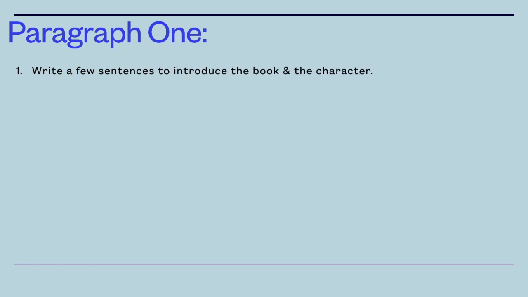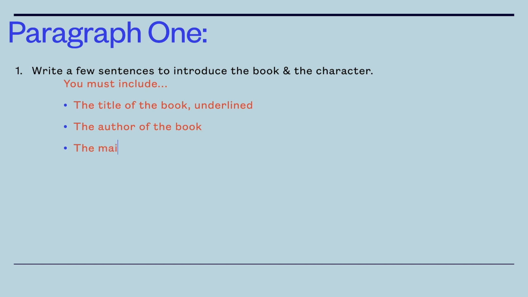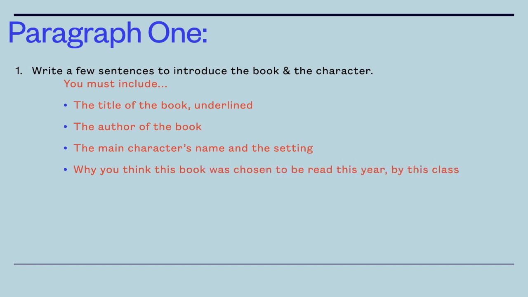At the beginning of paragraph 1, start on a new line and indent. You're going to write a few sentences to introduce the book and the character. In these first few sentences, you must include the following. The title of the book, and underline it. The author of the book, and at the very least, you just need his last name. You need to tell me the main character's name and the setting of where this happens. And finally, you need to tell me why you think this book was chosen to be read this year by this class. There's something in this book that your teacher needs you to learn.